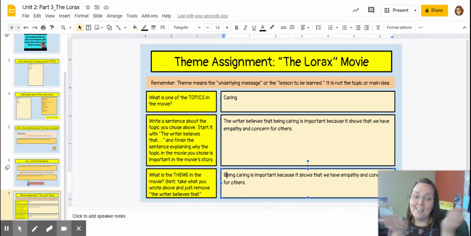There's our theme. Let me know if you have any questions. Make sure you come to office hours if you want to work through yours together.